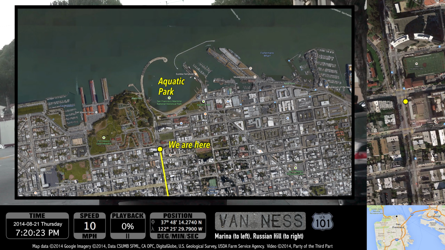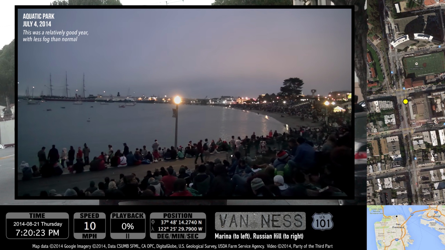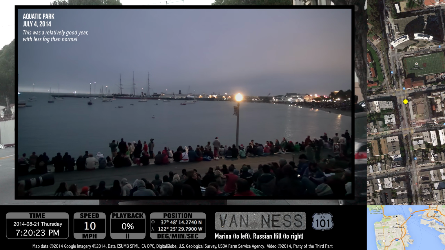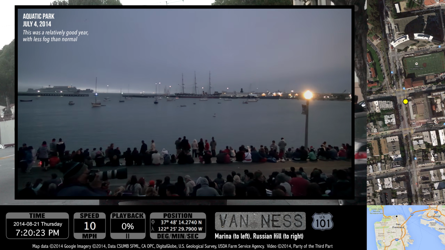Aquatic Park is one of the places you go to watch the July 4th fireworks. Fireworks in San Francisco are usually shot off over the bay for safety reasons, obviously, and they're very often obscured by fog, so they deliberately set them to explode lower than they would in most places.